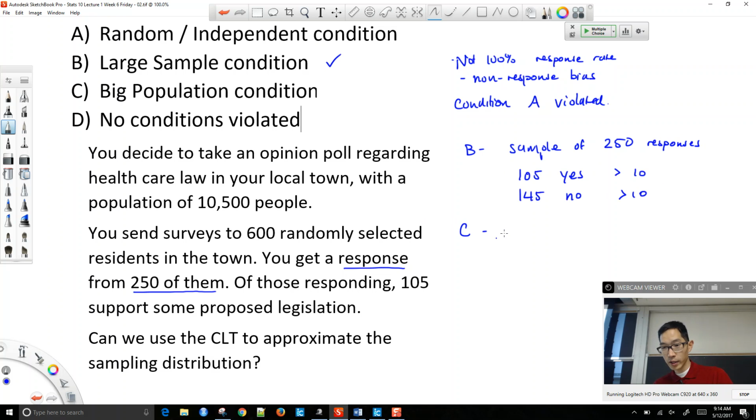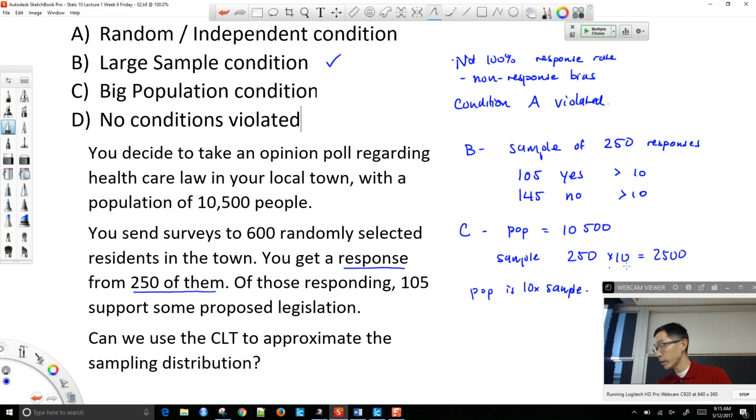And then for the big population condition, our population is 10,500 people. And our sample, whether it was the 600 or the 250, technically our sample is only 250 responses. If we multiply that by 10, we have 2,500. Our population is bigger than 10 times our sample.